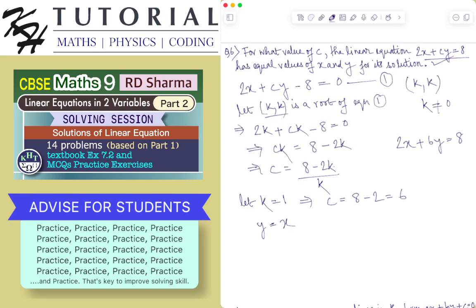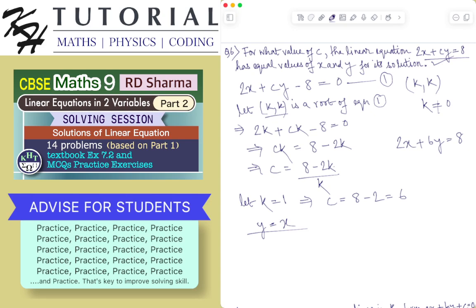As I discussed in the previous video, there is no unique representation of a linear equation in two variables, ax plus by plus c equals to 0. I can always multiply both the sides by some non-zero number, or divide by some non-zero number. So y equals to x should be the linear equation in two variables x and y, where all the roots will have equal values of x and y.